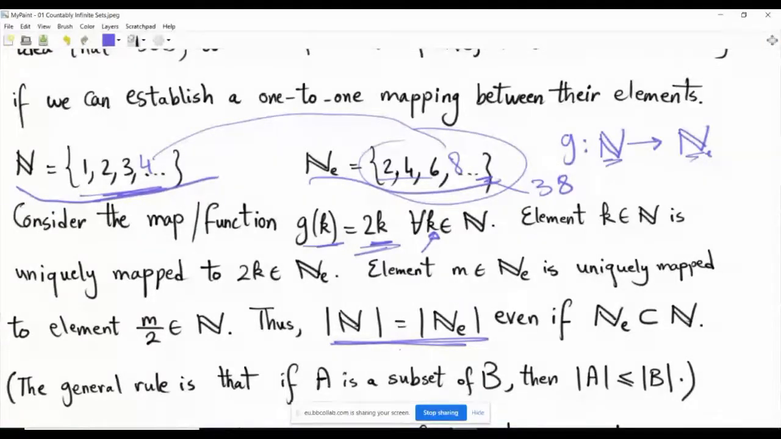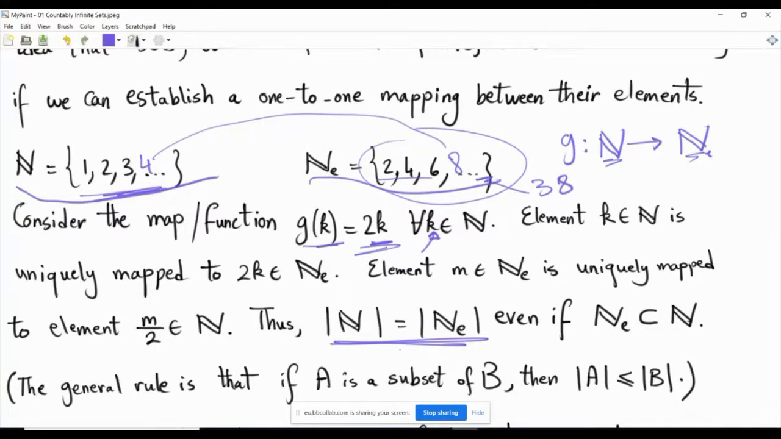Okay, so again, this is a fundamental idea: if you want to compare the number of elements in 2 sets, and you can establish a one-to-one map between the elements in the two sets, then that's it. The two sets are said to be equinumerous or equicardinal. They have the same cardinality, the same number of elements.